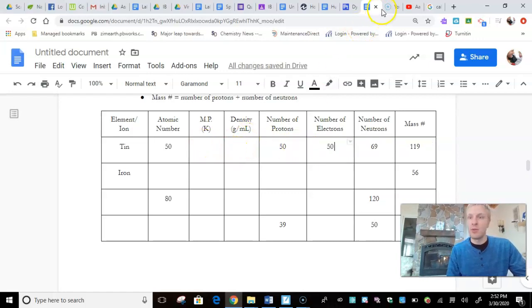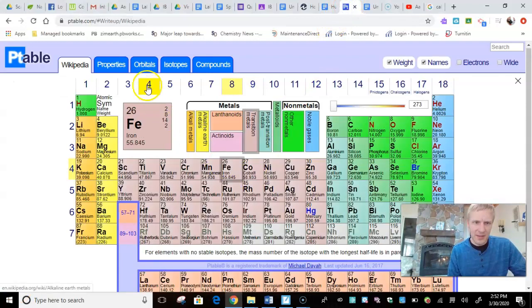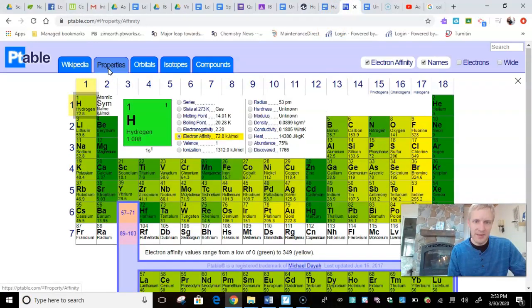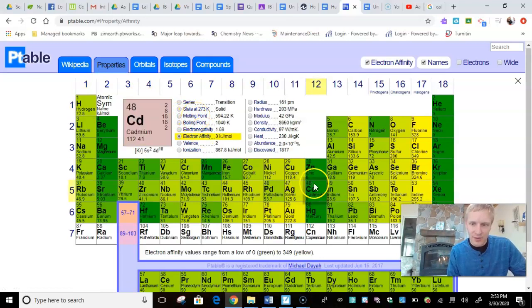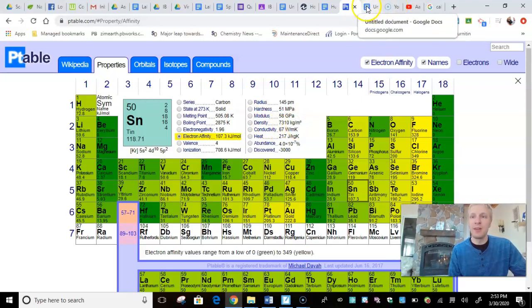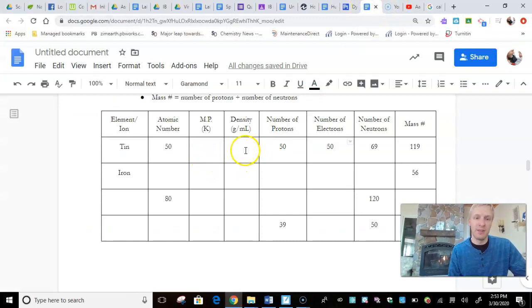Density and melting point. Alright, so going here, we've got properties, and there's melting point. We're doing tin, so I click on tin. Looks like melting point is 505 Kelvin, and the density is 7310 kilograms per meter cubed. So then you would plug those in to their respective locations.